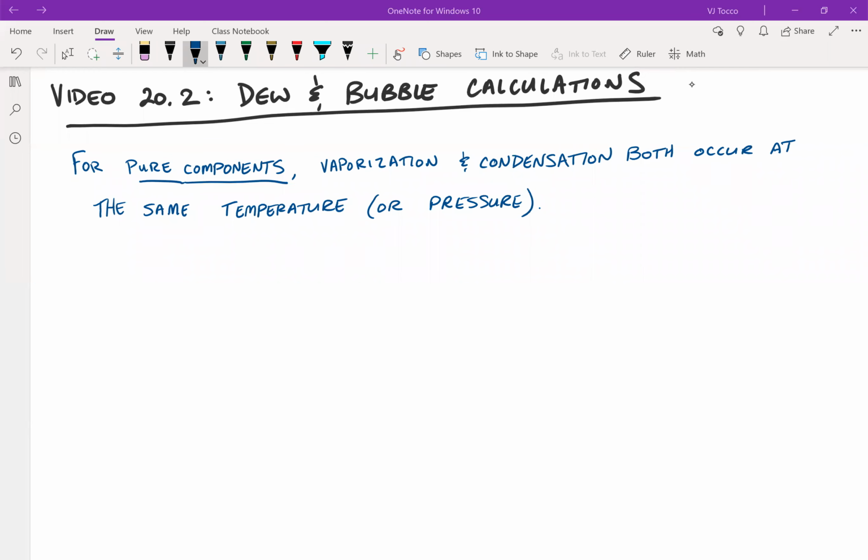This video is about how to find the dew point and the bubble point of a multi-component mixture. And this may be a bit of a new concept for you, and to be quite honest, it's a little bit counterintuitive at first.